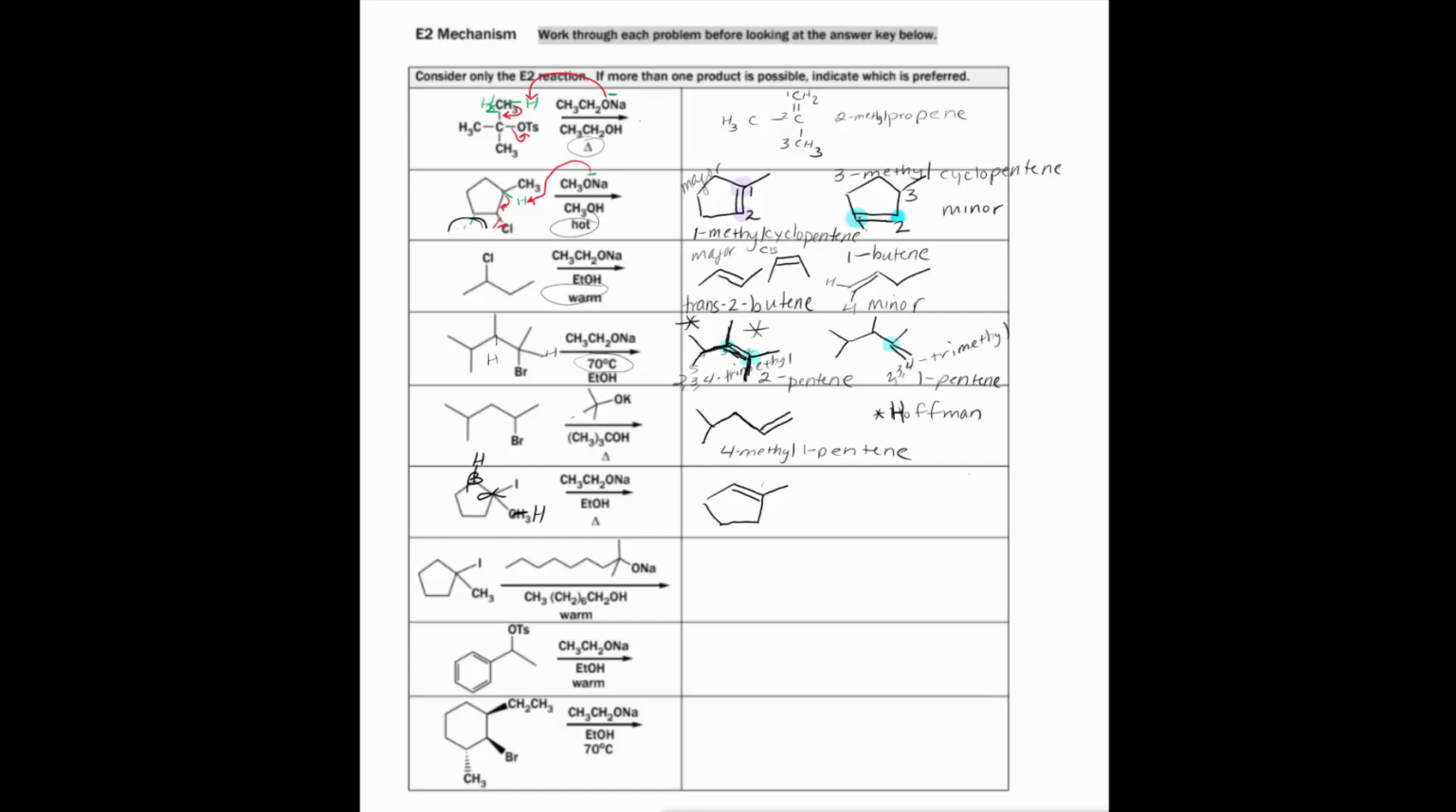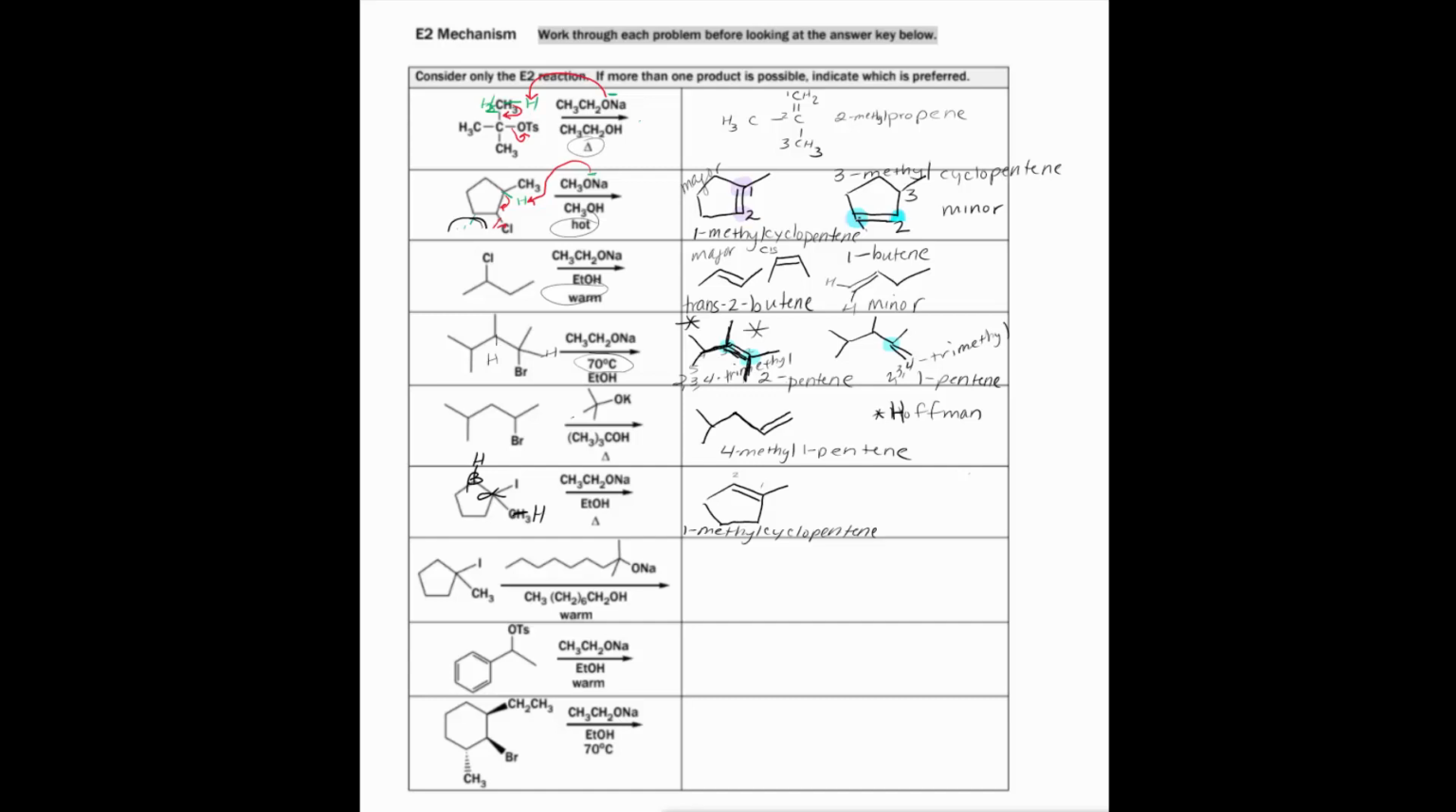I would number this here, 1, 2. So this would be 1-methylcyclopentene, because in a ring, the double bond is defined as being between carbons 1 and 2. You don't need a 1 there. However, if you put a 1 there just to be consistent, I'm okay with that too.